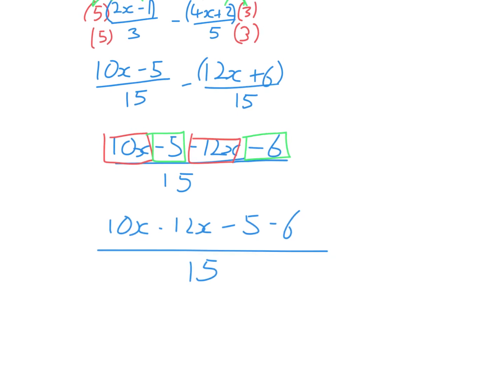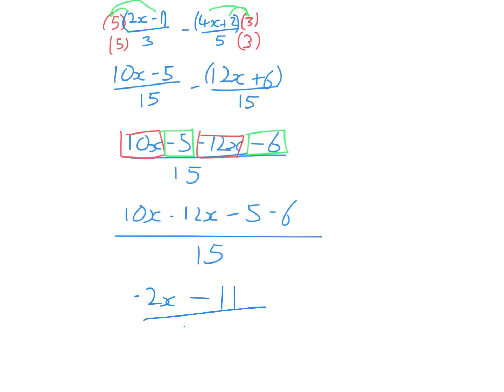So 10x - 12x simplifies to give us -2x. -5 - 6 simplifies to give us -11. And again, that's all over 15. This now is our answer because our x terms and our normal terms can't be added with each other. They don't simplify anymore. So we are done.